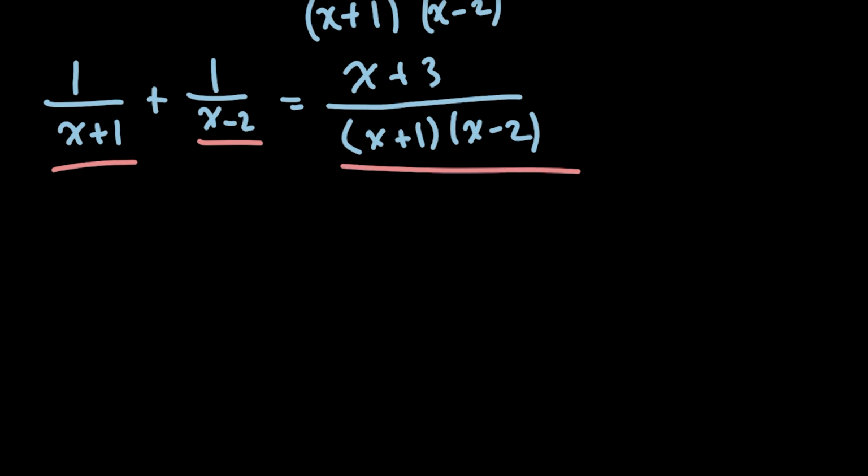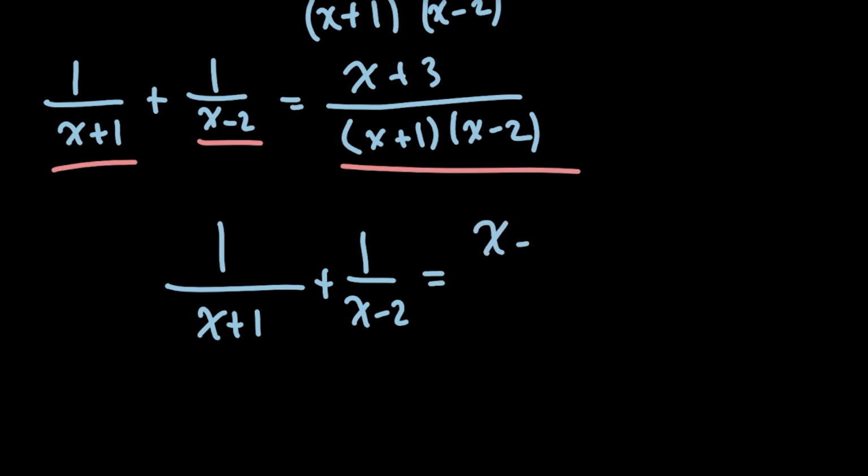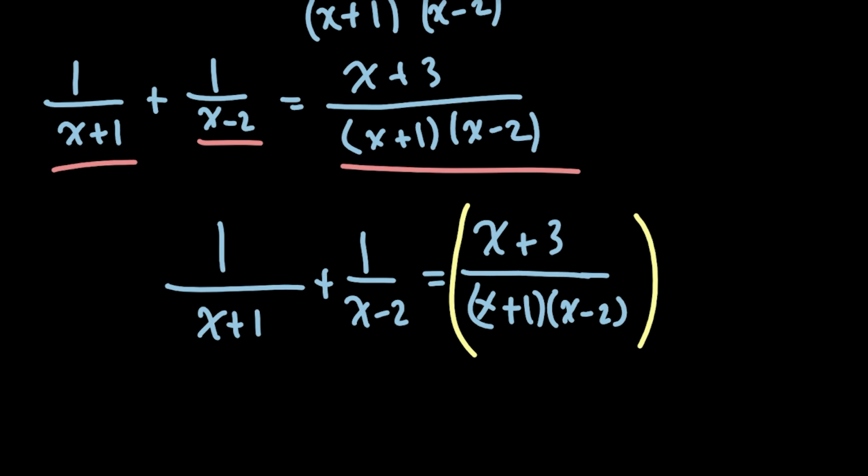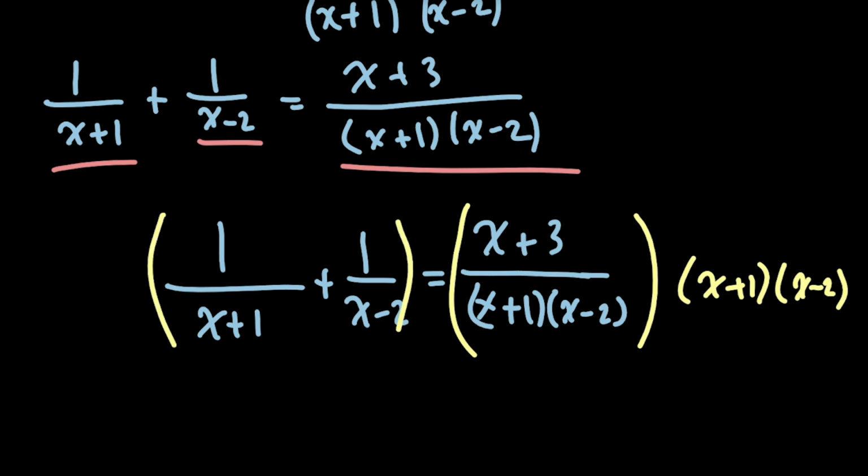So let's do that. So we'll have 1 over x plus 1 plus 1 over x minus 2. That would equal to x plus 3 over x plus 1 multiplied by x minus 2. So now we'll just multiply this side by x plus 1, x minus 2. And we'll multiply this side by x plus 1, x minus 2.